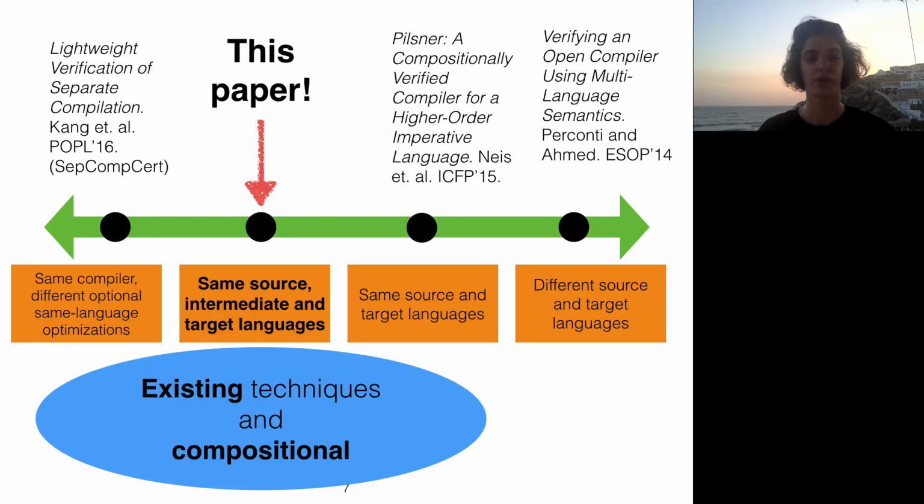Our solution supports compilation with different compilers between the same source and target languages. We demonstrate this by imposing the additional restriction that compilers go through the same sequence of intermediate languages. We can use existing compiler correctness techniques, in particular logical relations, to obtain a compositional compiler correctness theorem.